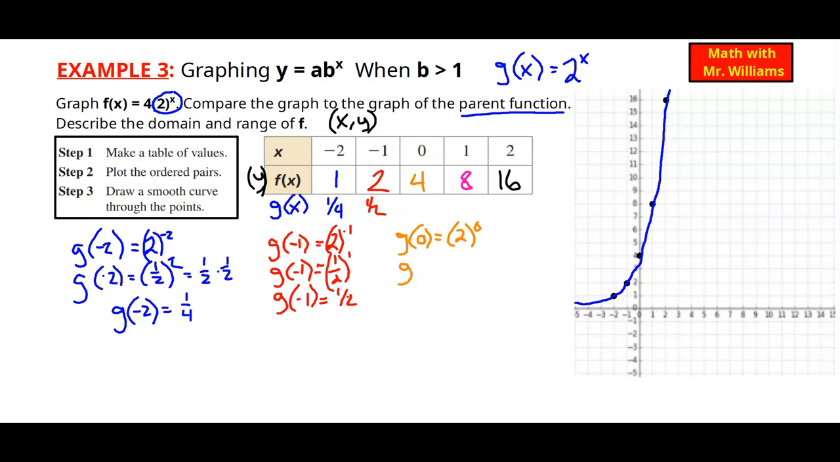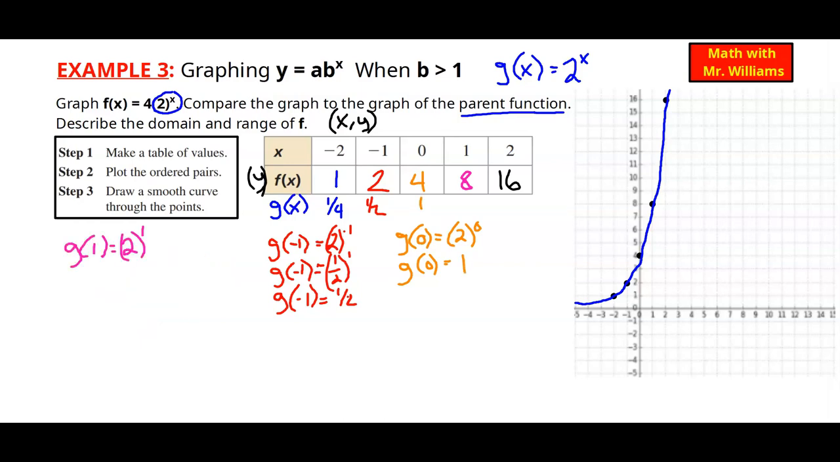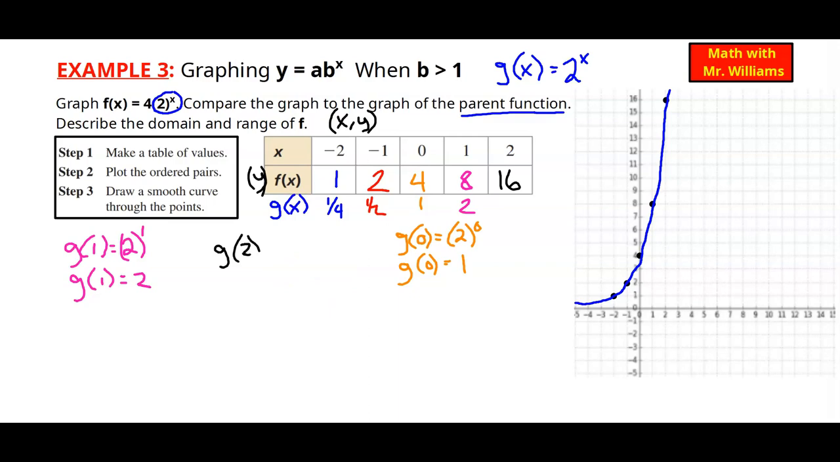All right. So now we have 2 to the 0 exponent would just be 1. Okay, now on to 1. All right, 2 to the first power is that number. The function of 1 is 2. Now on to our last one. So we have the function of 2. So we have 2 squared. Let's evaluate that exponent. All right, and that gives us 4. Let's go ahead and plot these on the graph.